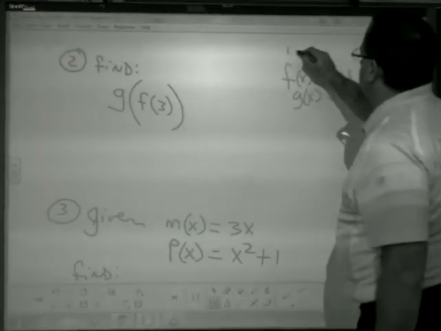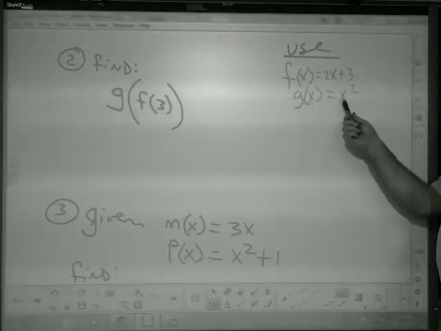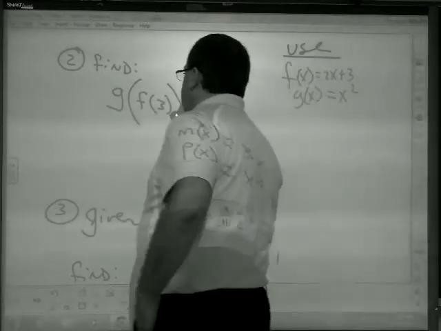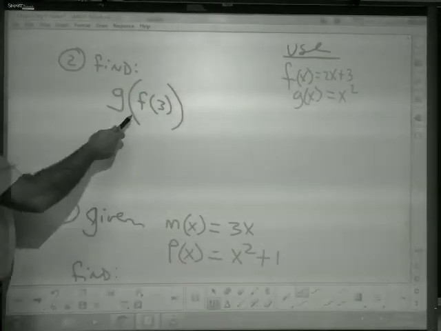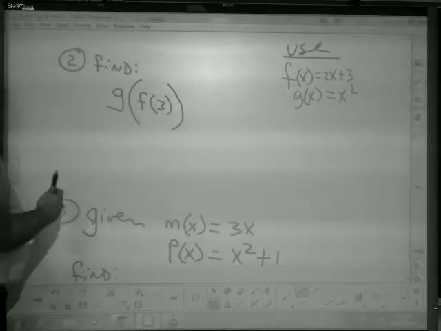Keeping in mind, we're still going to use the following. f of x is 2x plus 3, g of x is x squared. So we're still using these. I want to find the f. Oh, I don't want to find the f. I want to find the g of the f of 3.